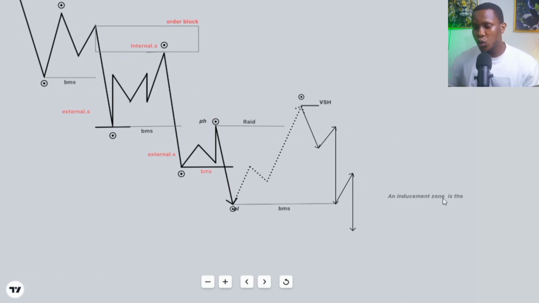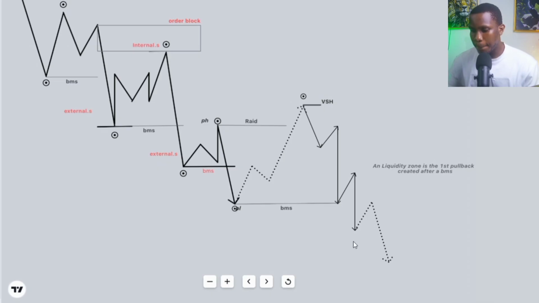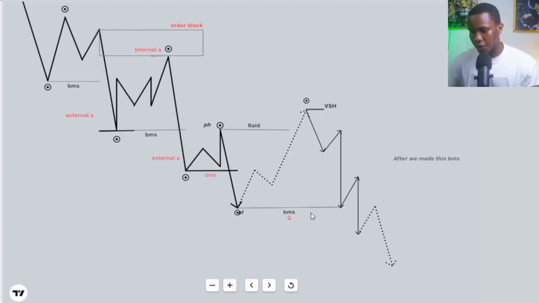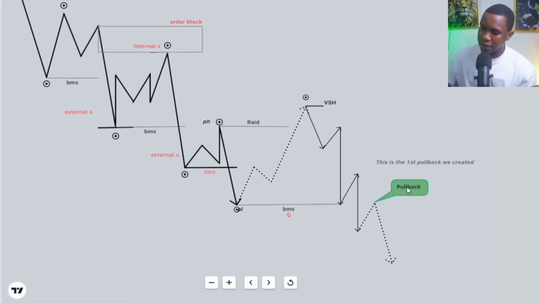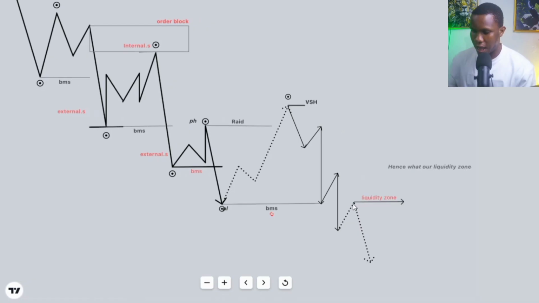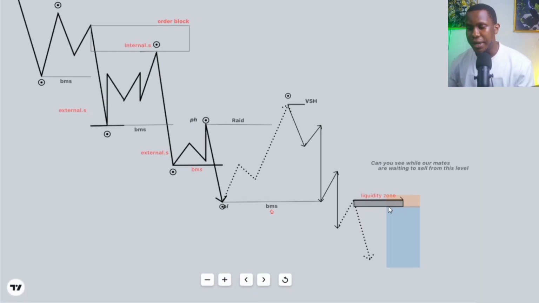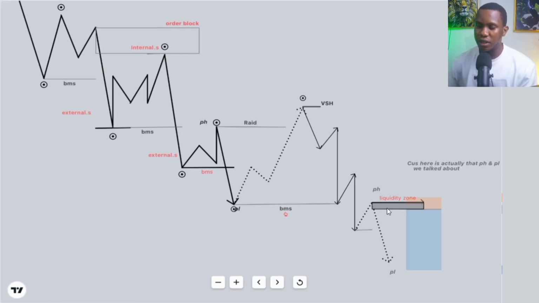An inducement zone is what? The first pullback created after this break of market structure, guys. This is the first pullback we created, and this is our liquidity zone or our inducement zone. Can you see that our mates are waiting to sell from this level in the market? Because here is actually the previous high and previous low we talked about, guys.